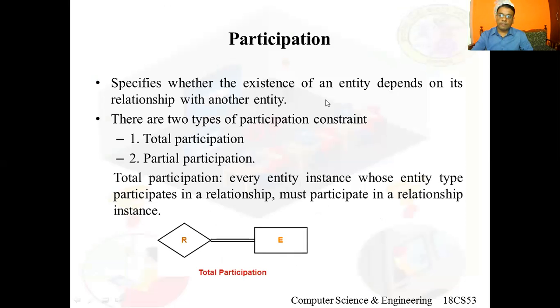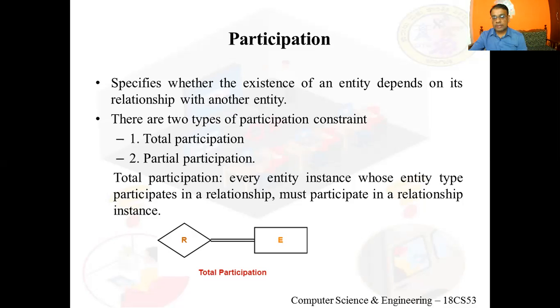So the next set after cardinality ratio is participation constraint. It specifies that the existence of an entity depends on another entity. So an entity exists only if the other entity exists. For example, if you consider department, the dependent entity exists only if the employee entity exists. This is called existence dependency.